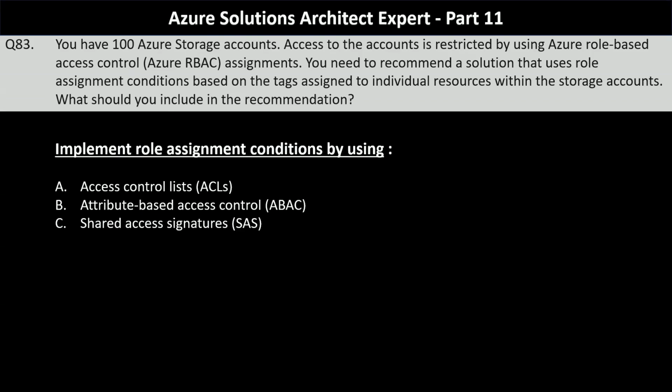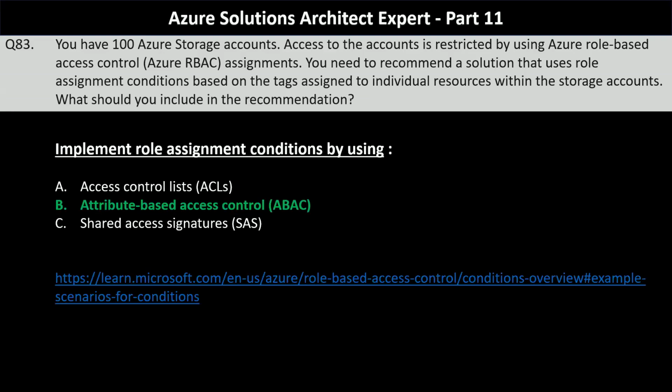The correct answer here is attribute-based access control, which is also called ABAC, which is an authorization model that allows you to assign roles with conditions based on attributes of the resources or users, such as tags on Azure resources. ACLs are typically used for managing access at a more granular level, such as file or folder permissions within Azure Files or blob storage. They are not used for setting access conditions based on tags or attributes.